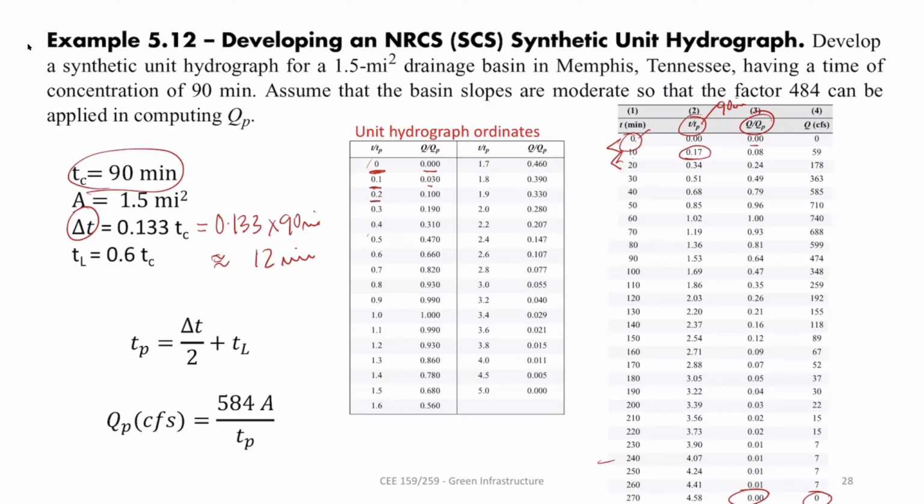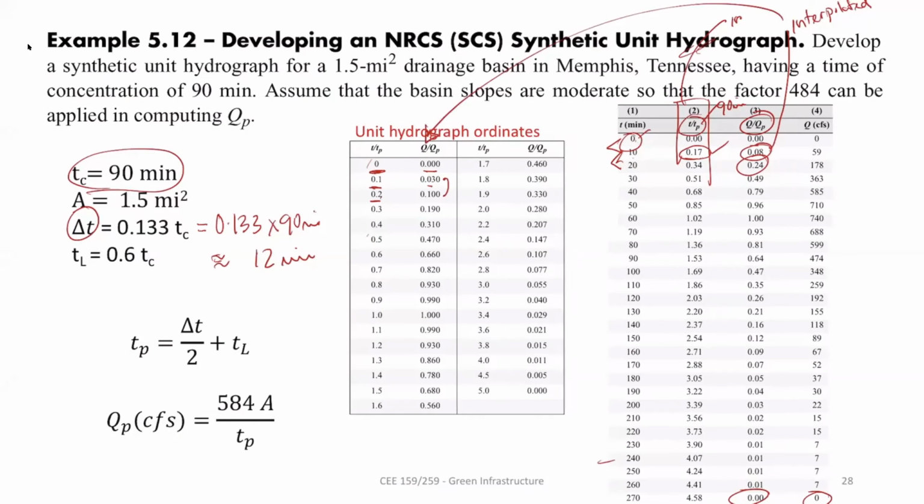Here we have the values for 0.1 and 0.2. That means 0.17 will be in between those two values, so it will be something between 0.03 and 0.10. That's why you have to linearly interpolate. For 0.17, it will be something like this value. So this value is interpolated from here.